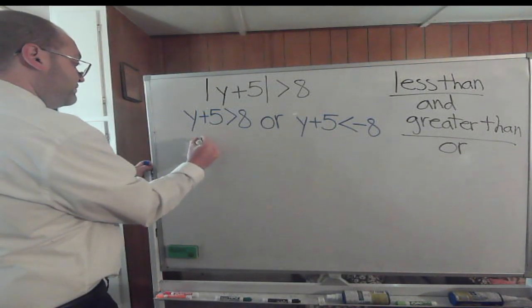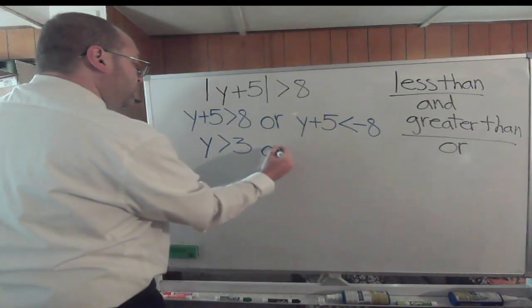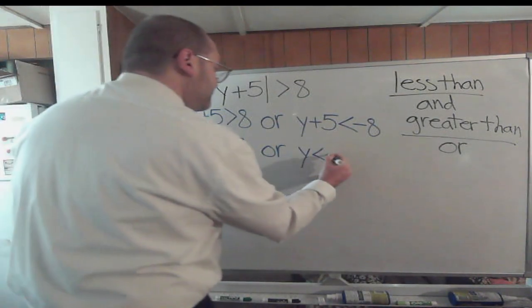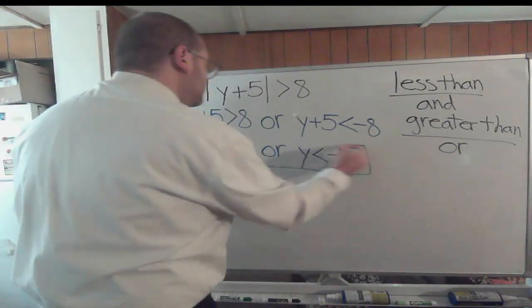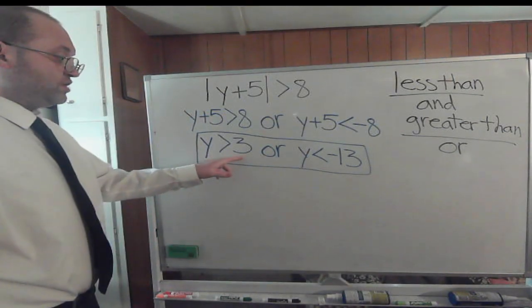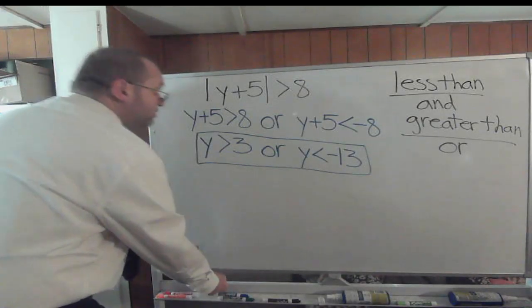You'll end up getting, for the first one, y is greater than 3, or y is less than negative 13. And that would be as far as you could go with this, since you have a disjoint set here. You have y is greater than 3 or y is less than negative 13. That would be your solution.